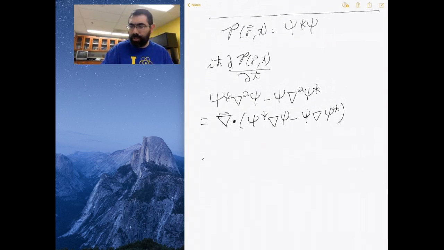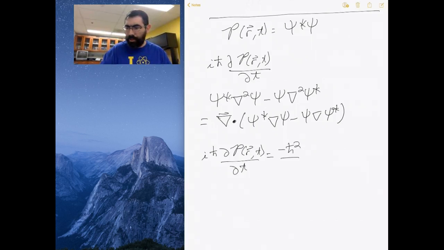So now our equation is i h bar times the derivative of the probability density with respect to time is now minus h bar squared over 2m del dot, psi star gradient of psi minus psi gradient of psi star, end parentheses. Okay.